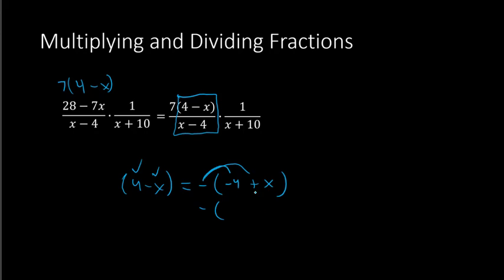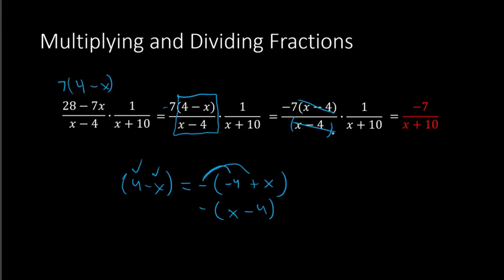And now we can rearrange on the inside to get the x first and the minus 4 second. So the 4 minus x in the numerator, we can write as a negative and then x minus 4. And we see that typed up over here. So now we have a negative 7 times x minus 4 over x minus 4 times the 1 over x plus 10. So now notice the x minus 4s would cancel. Now you're left with negative 7 times 1, which is negative 7, over x plus 10. And that is your final answer.